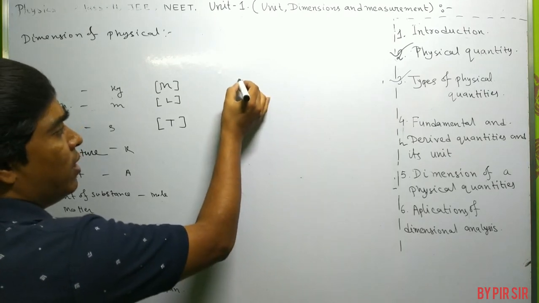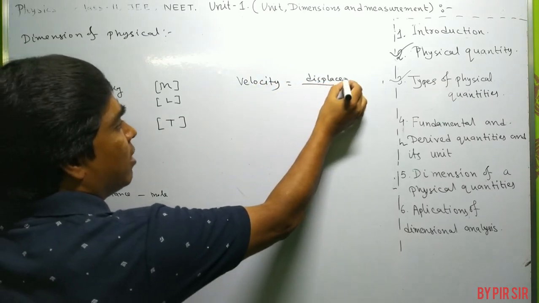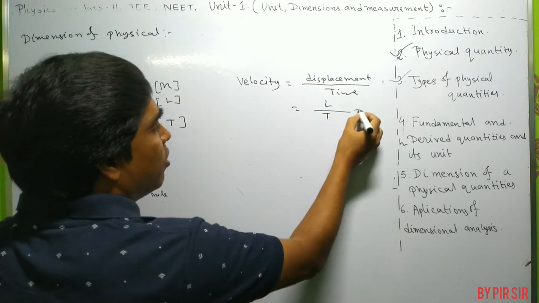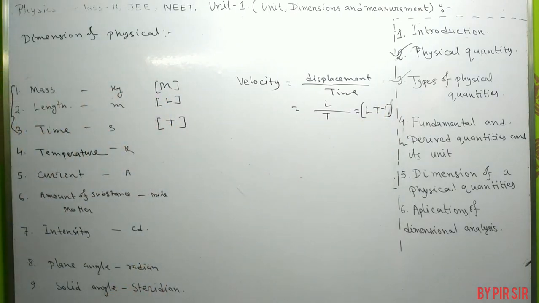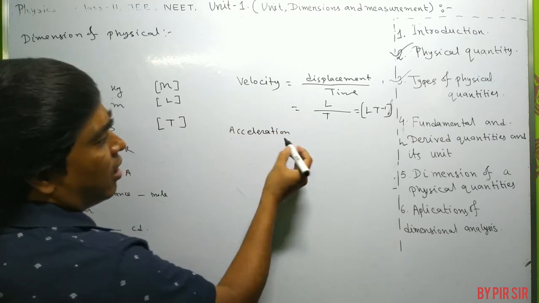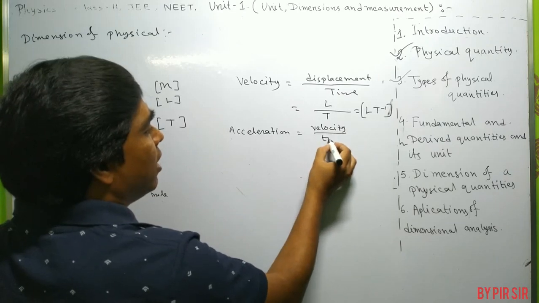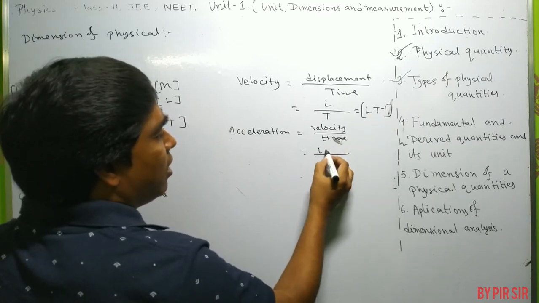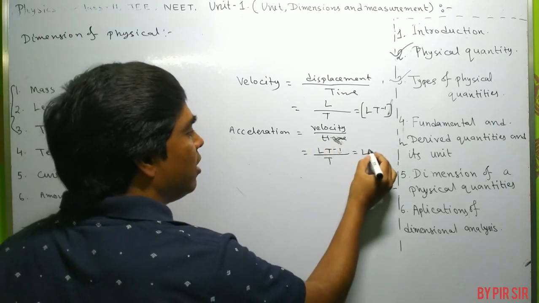what will be the dimension of velocity? Velocity means displacement by time, so it will be L T^-1. That means the dimension of velocity is L T^-1. What is the dimension of acceleration? Acceleration means change in velocity divided by time. Velocity is L T^-1, and dividing by T gives L T^-2.